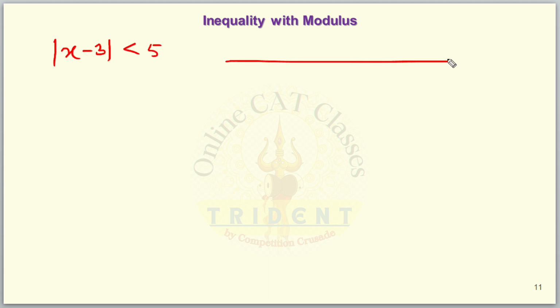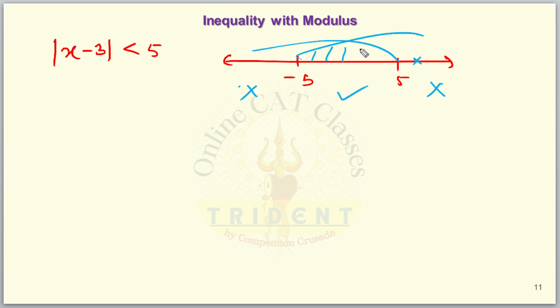Now the same thing: this is -5, this is 5. First of all, I'll ignore the -3 at this point, but any number beyond 5, let's take a number to be 6. Is that less than 5? Definitely not. So this range is not allowed. This will be allowed, this will not be allowed. So this is the range.